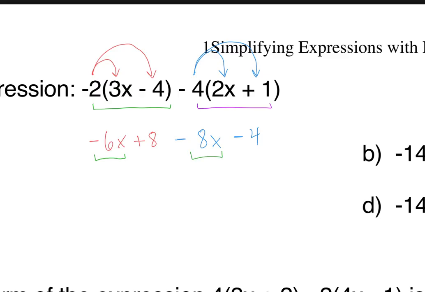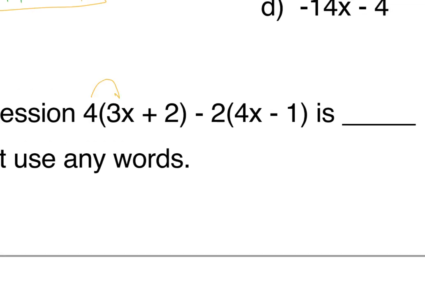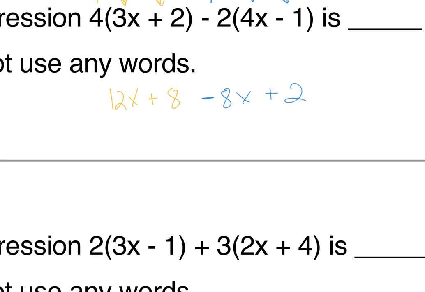Combining like terms, negative 14x, 8, and negative 4 is plus 4. Done. Next, 4 times 3x is 12x. 4 times 2 is 8. Negative 2 times 4x is negative 8x. Negative 2 times positive 1, negative 2; negative 2 times negative 1, positive 2. Combining like terms, 12x minus 8x is 4x. 8 plus 2 is 10.